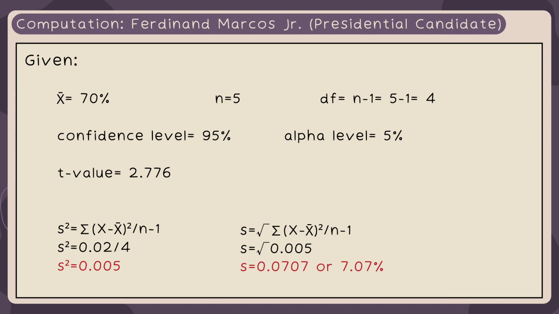Now, 0.005 is only the variance. Proceed, get the square root of the variance. The square root of 0.005 is equal to a sample standard deviation of 0.0707.